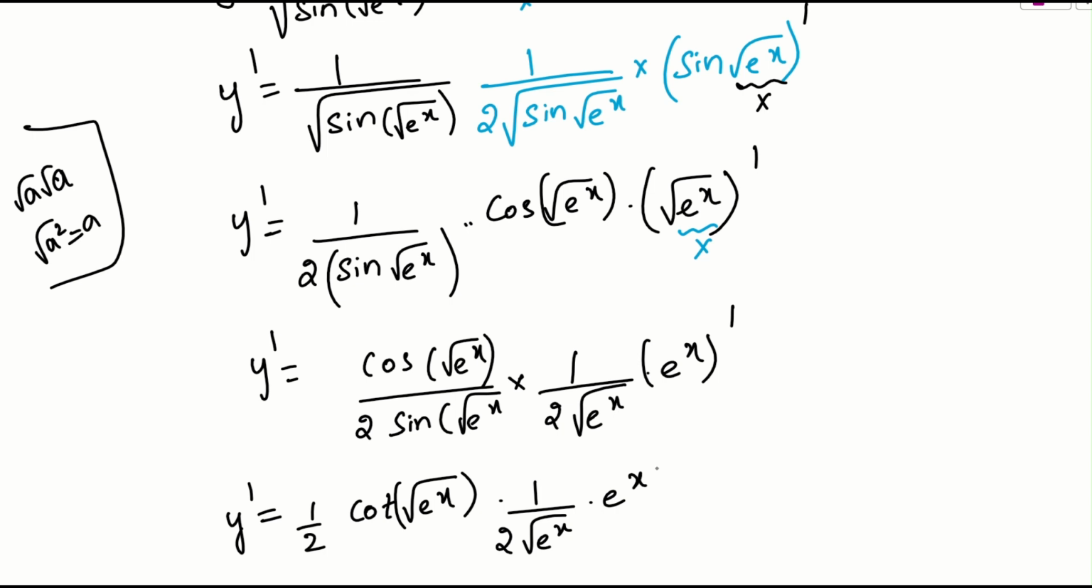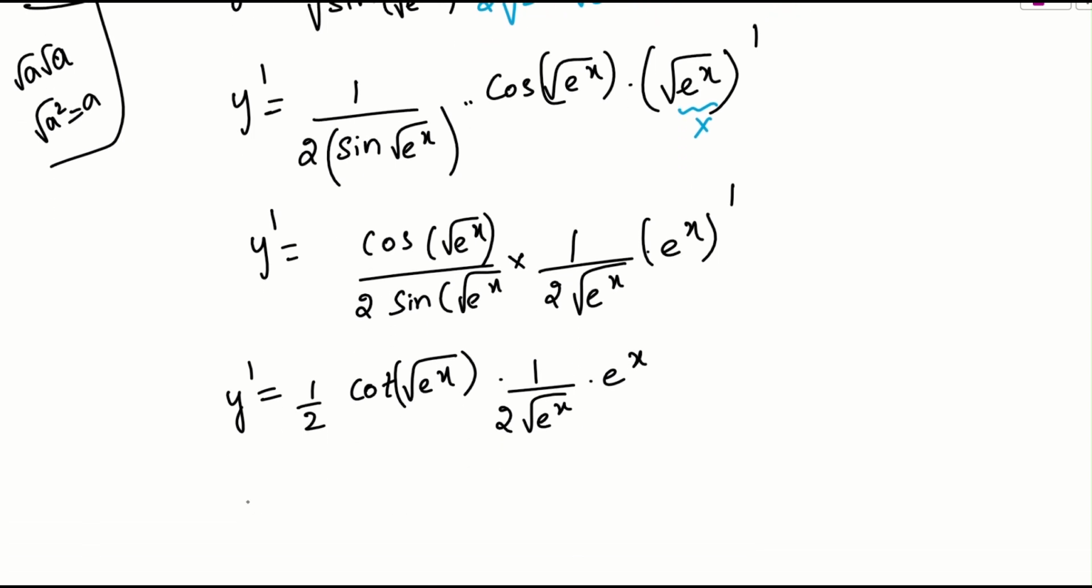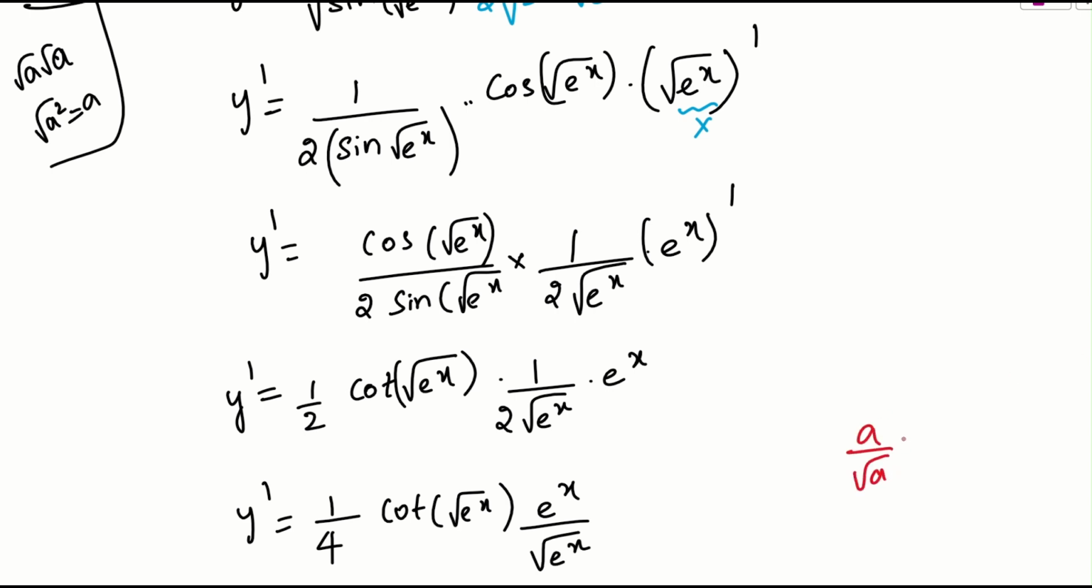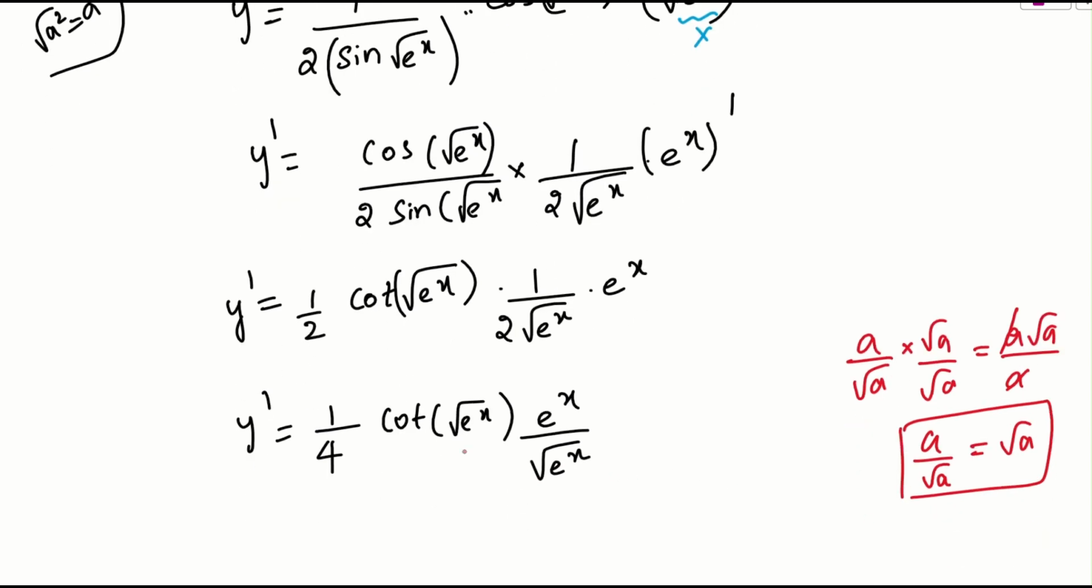Is it okay? So from this, y dash is equal to, if I multiply 2 into 2, it will be 4. This is cot of root e power of x. And here, e power of x by root of e power of x. See, if you check this properly, a by root a: if you rationalize this, root a by root a, which is a root a by a, the a will get cancelled. You will be getting root a. So take it for granted: a by root a is always root a. Same thing I will apply here.